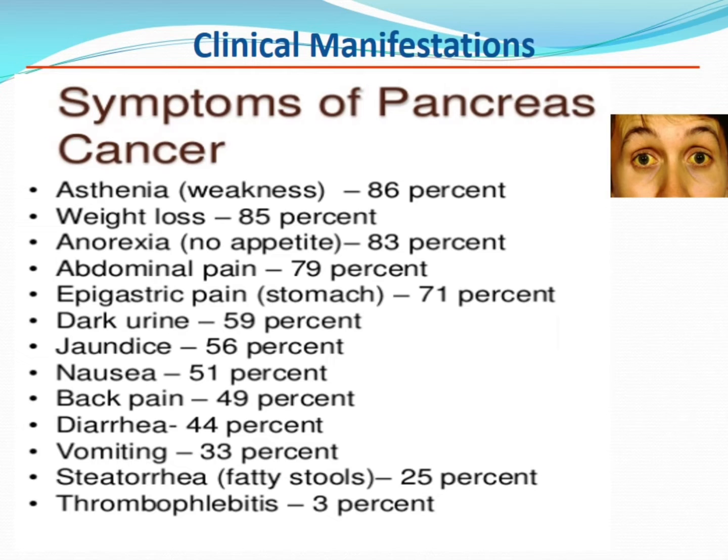If pain occurs, it would be mostly referred to the back, and this is considered as an advanced case. Also, the patient may develop cancer cachexia, and some patients develop thrombophlebitis in 3% of cases.